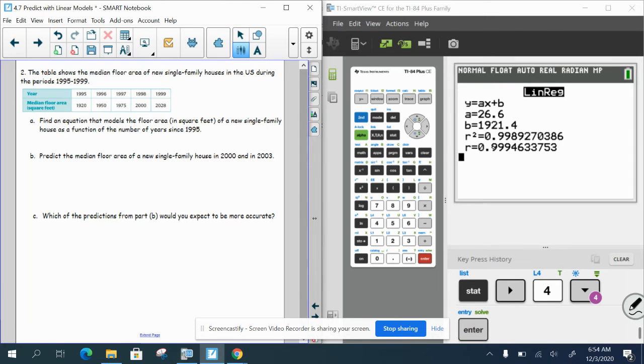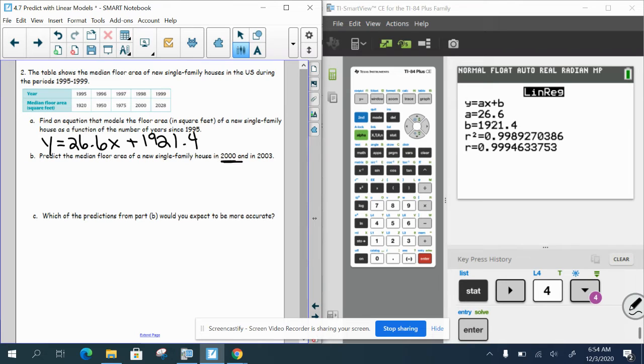Let's write it down. Once again, I stayed around to 4 decimal places, but if it only goes to 1, then you just write that down. So y equals 26.6x plus 1921.4. And then predict the median floor area for a new single-family house in 2000 and 2003. We'll just do 2000 just to save some time.